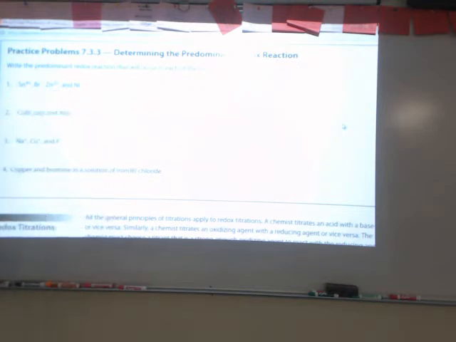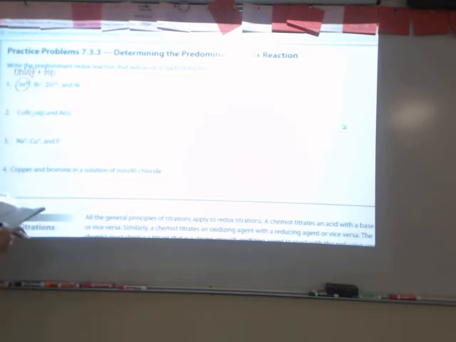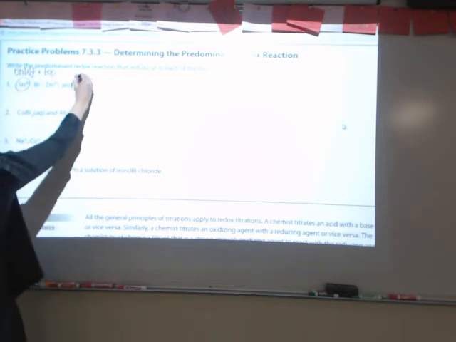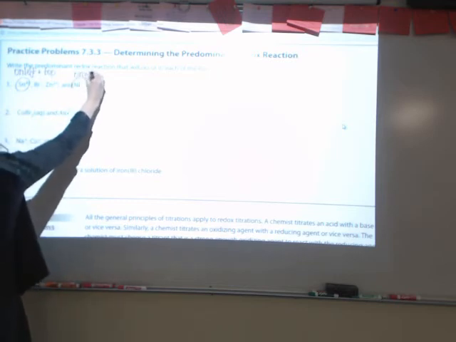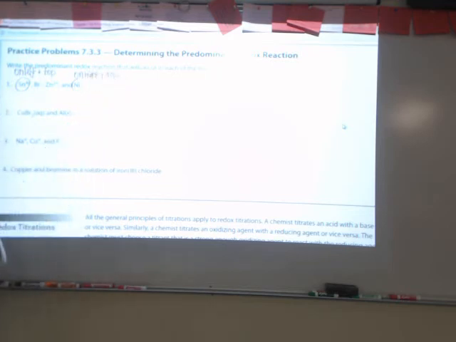So if we do that, you'll notice that Sn+4 is high on the left. So this one is on the left and the top, whereas nickel is going to be on the right and down. So since those are the two that are furthest apart, this would be the reaction that takes place.